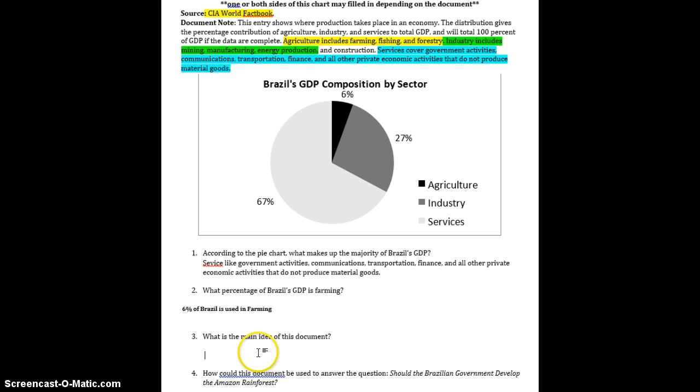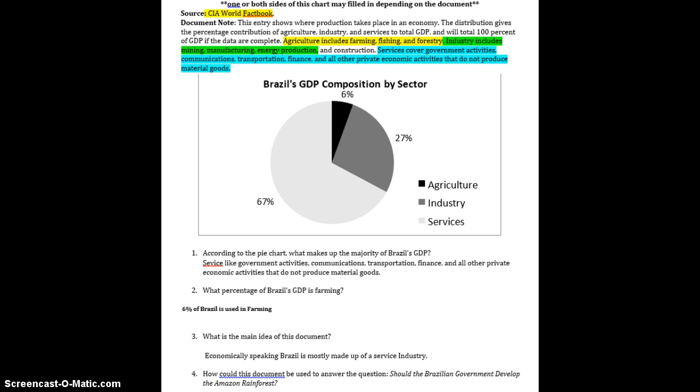What is the main idea of this document? The main idea of this document is that economically speaking, Brazil is mostly made up of a service industry. Now, I also want you to take into account, when we read the book, what cattle ranchers and what loggers said.